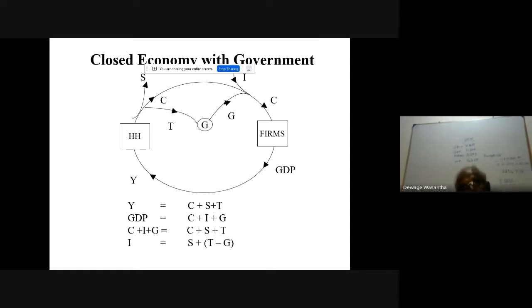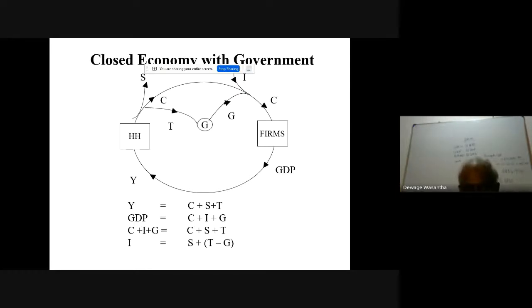Investment has more flexibility, more funds. Funds coming from the private sector saving, funds coming from the government saving. Investment equals S plus T minus G: private savings plus T minus G, government savings. But the thing is, now in the Sri Lankan case, government does not save. T minus G is negative, a deficit. Then problem.